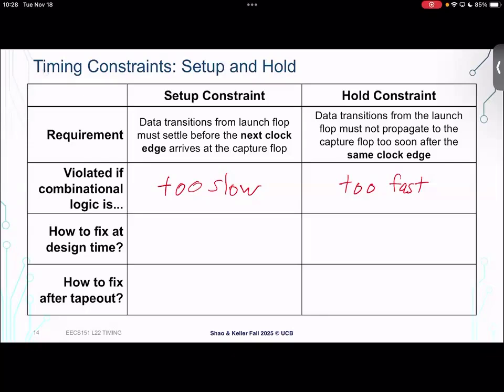Yeah, so one option is to decrease F, I guess, increase T. Okay. Yes. Oh yeah, and that's the common way to fix hold. If your path is too fast, the most common case is when it's a flop and then another flop with nothing between them. And so you can just add buffers to slow it down.